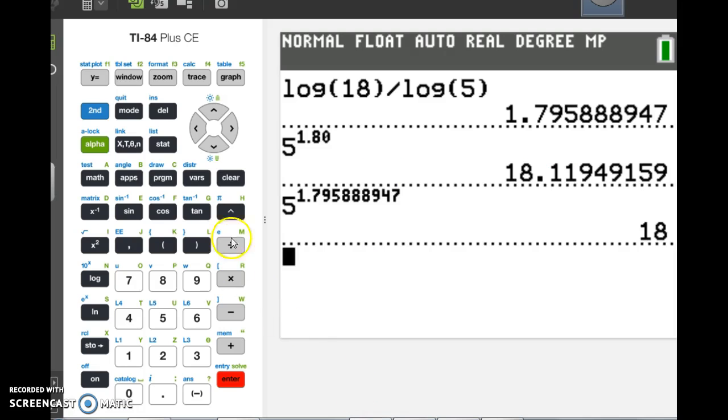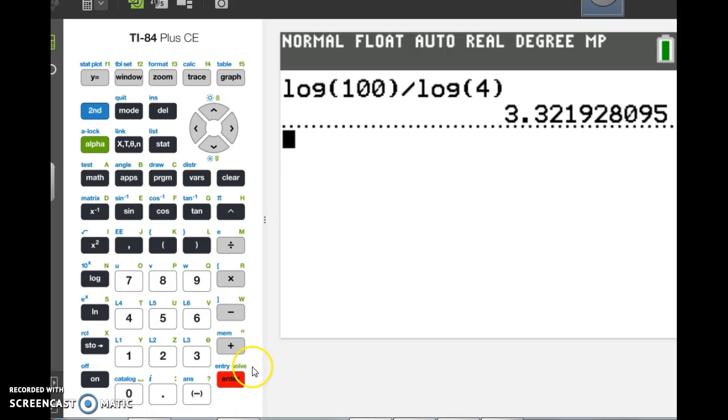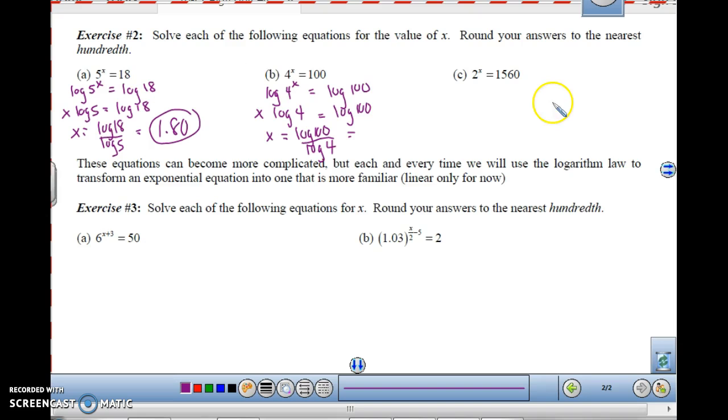All right, grab my calculator. Log of 100 divided by the log of 4. And it equals 3.3219, so rounded to the nearest hundredth, it'd be approximately 3.32. And there's your answer.